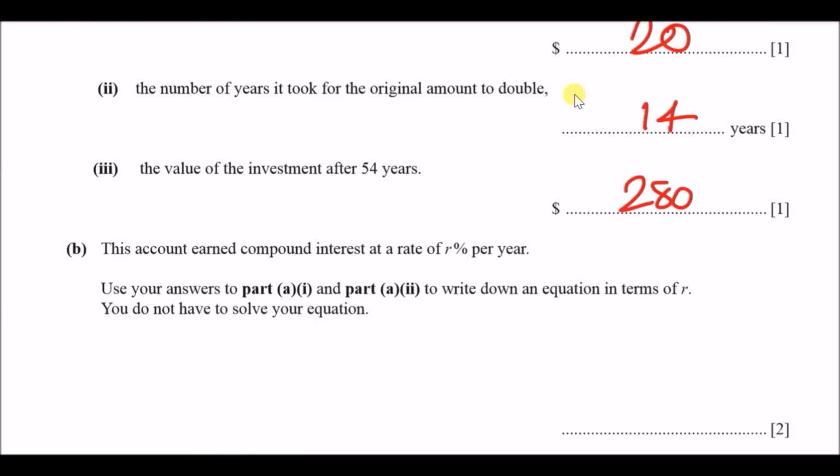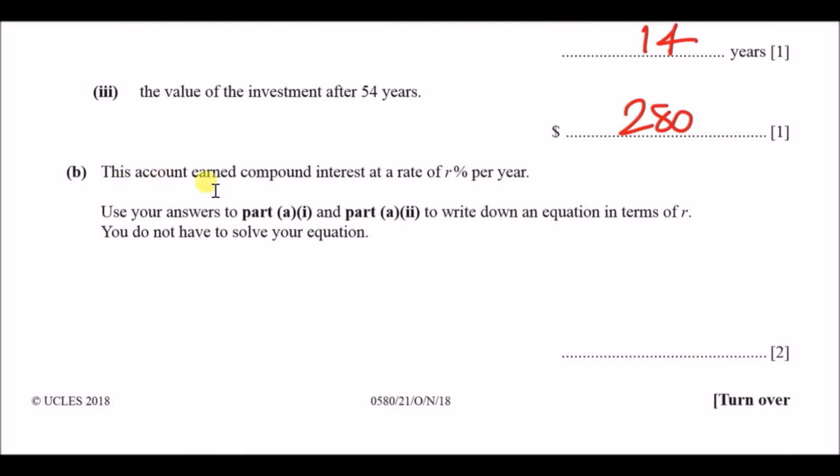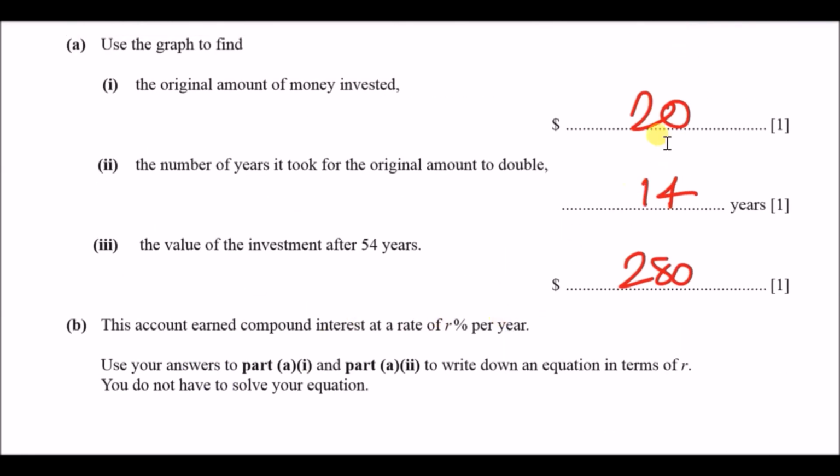Okay, now looking at B. This account earned compound interest at a rate of R% per year. So this is a compound interest formula. Use your answers to part A I, so the 20 value, and part A II, the 14 years, to write an equation in terms of R. You do not have to solve the equation.